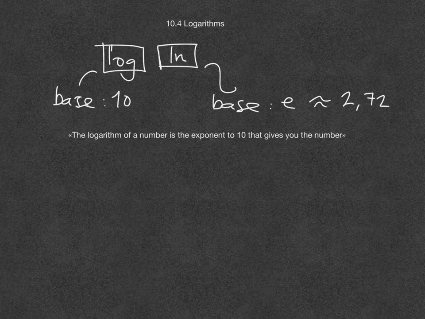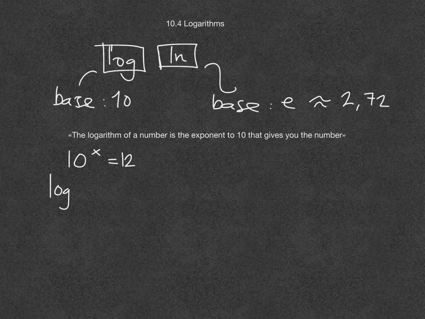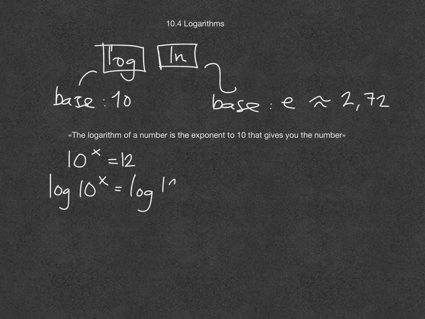Let's look at one example. So if you have an equation like this, 10 to the power of x equals 12. Now, this is an equation, so it means that whatever you have on this side must be equal to whatever you have on this side. And that would also mean that if I wrote the logarithm to 10 to the power of x, well, that would have to be the same as the logarithm to 12.